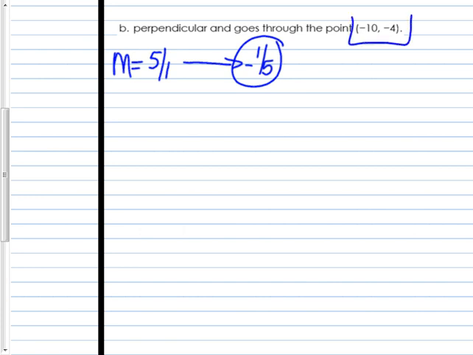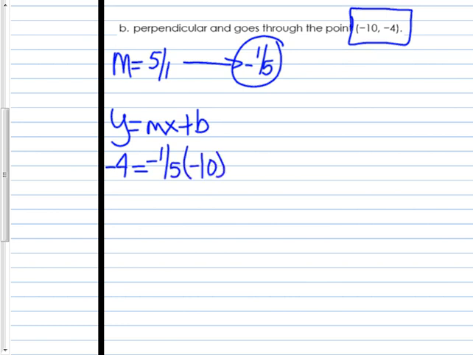Again, I'm going to plug in this point and my new slope, and it'll give me the b. So y equals mx plus b. Instead of y, again, I'm going to use -4. For my slope, my new slope is -1 over 5. My x is -10, plus b. -4 equals, negative times negative is a positive, 1/5 of 10 is 2. Okay, so 10 over 5 reduces down to 2, plus b. Subtract 2 from both sides, -6 equals b.